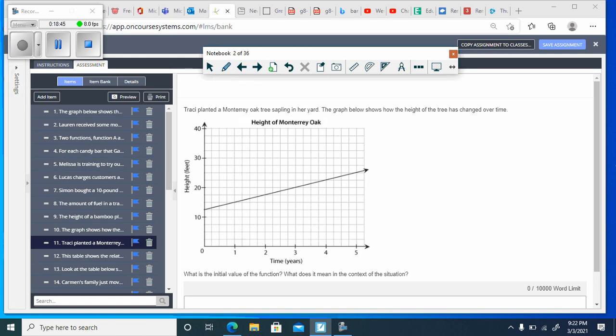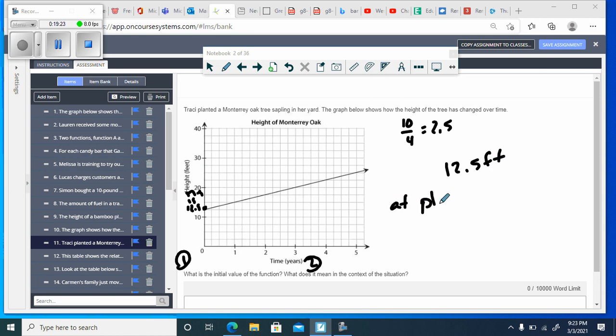Tracy planted a Monterey oak tree sapling in her yard. The graph below shows how the height of the tree has changed over time. What's the initial value of the function? What does it mean? Okay, well, initial value will be right here. Going from 10 to 20, I've got 1, 2, 3, 4 spots. So I'm going up 10, divide that by 4, so that would be 2.5. So this is 12.5. That would be 15. That would be 17.5. So it starts at 12.5 what? Feet. Okay, what does that mean?